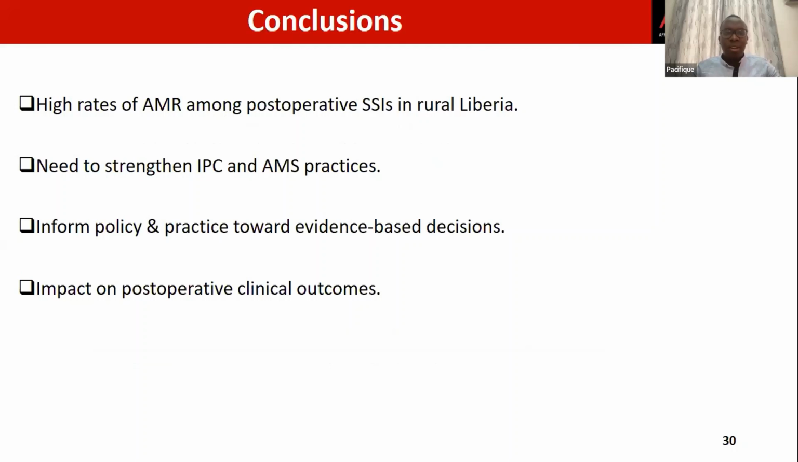Finally, we have identified high rates of antimicrobial resistance among our post-operative surgical site infections in rural Liberia. And this is not only in Liberia, but in the region. So it's a concern. And we know that there are initiatives that can really be useful in addressing the challenge of antimicrobial resistance, mainly antimicrobial stewardship practices, but also infection prevention and control. And there's a need to generate more data to inform policy and practice, focusing on evidence-based practice. We need to have access to local data, which will guide decision-making. And this will have an impact on post-operative clinical outcomes, especially in our settings, which are in low-income countries.